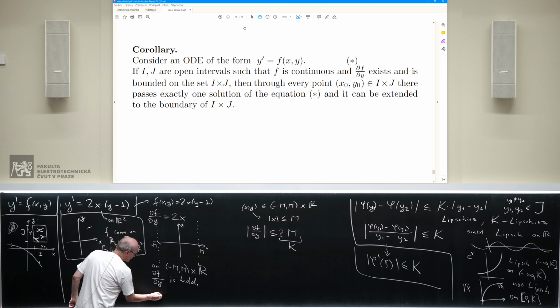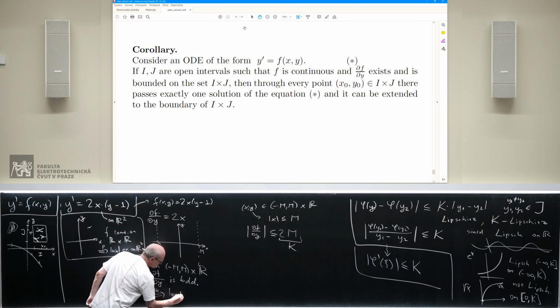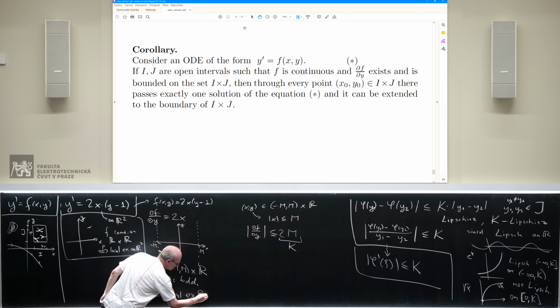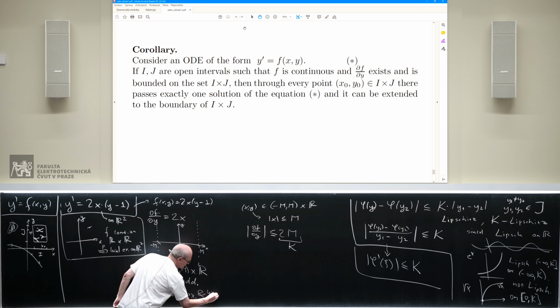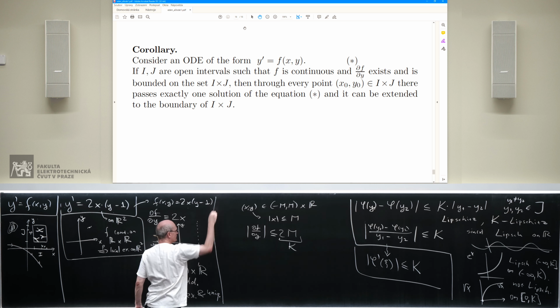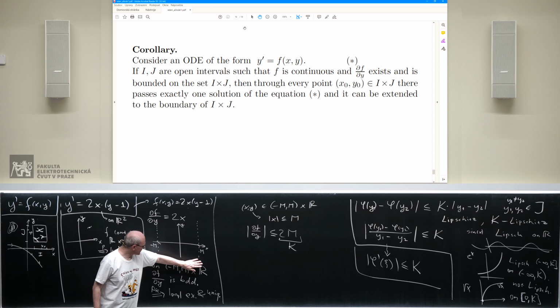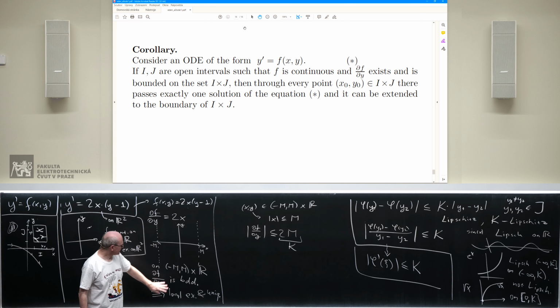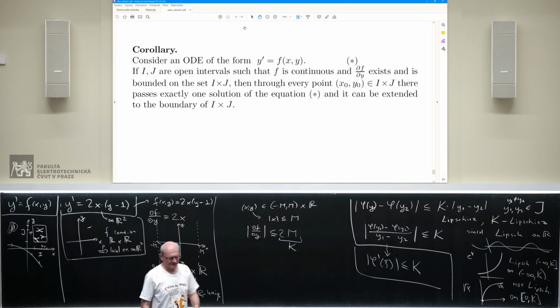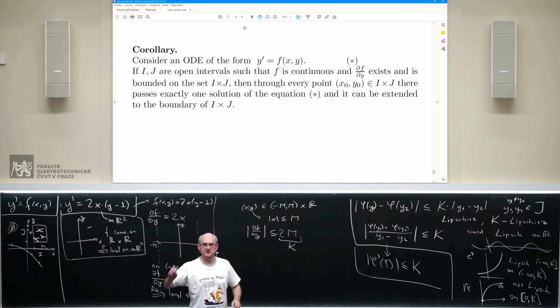And therefore, by Picard, I have local existence and uniqueness. So that's the conclusion of the Picard theorem. I identified a specific type of rectangle, and on this rectangle, everything is really nice. However, this is just the first stage.